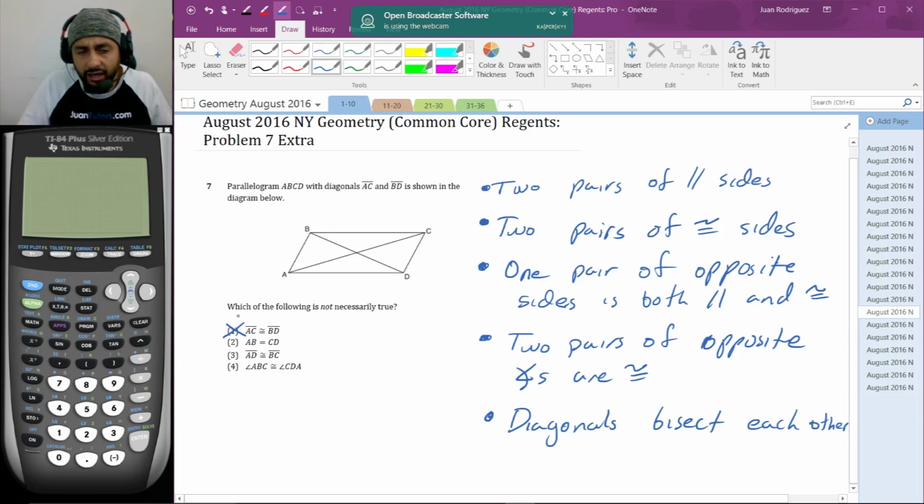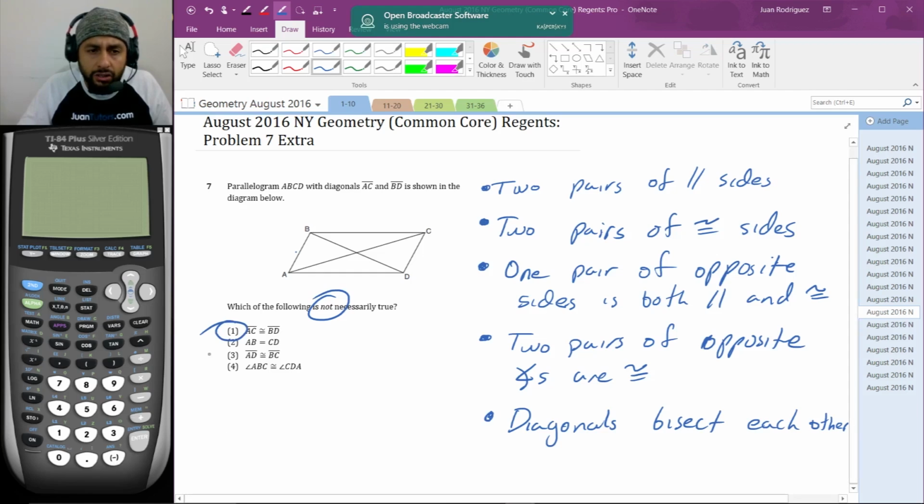And in fact, it's not. There's no restriction on the length of the diagonals. One could be 1 centimeter long, one could be 1 billion centimeters long. That would be an extreme parallelogram, but it could be true. So that is the answer, because we're looking for not necessarily true.